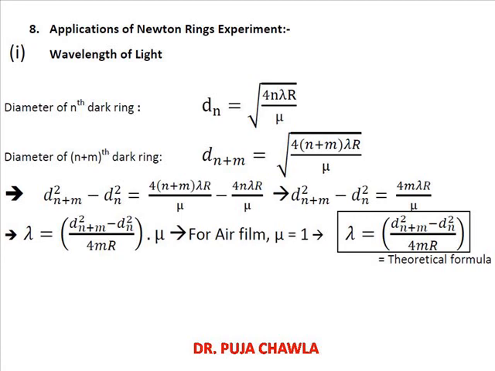If we determine the values of all these parameters and substitute them in this theoretical formula, we can find out lambda. Clear? So on the next slide, we will show how experimentally we find out the values of all these parameters, and by substituting in this formula we can find the experimental value of lambda. Clear?